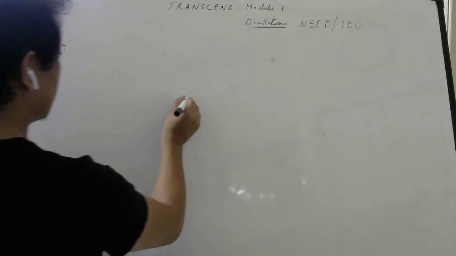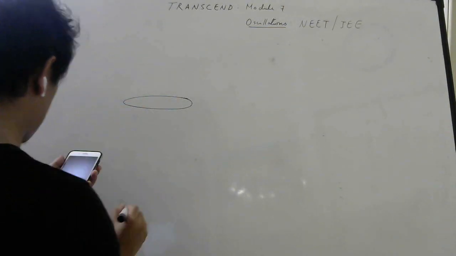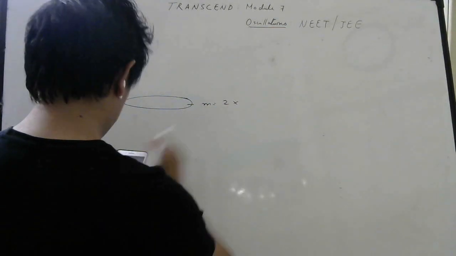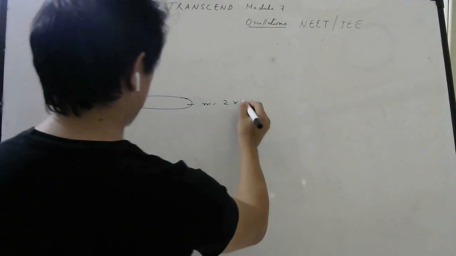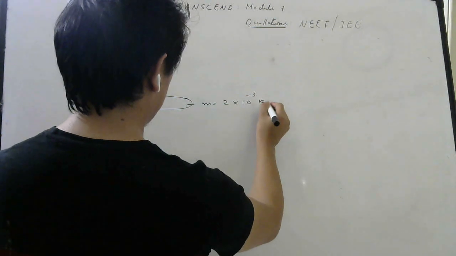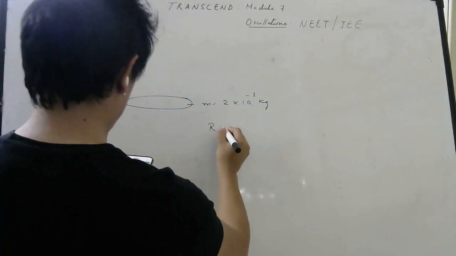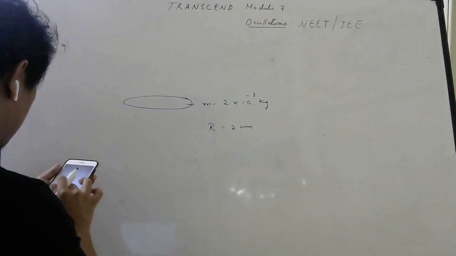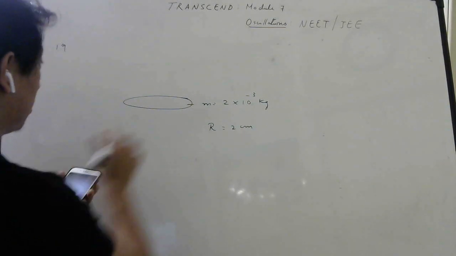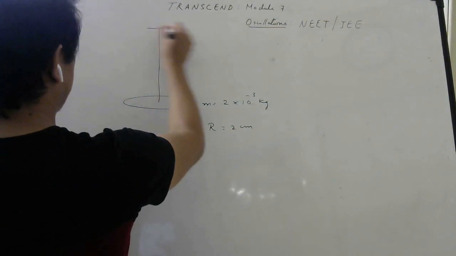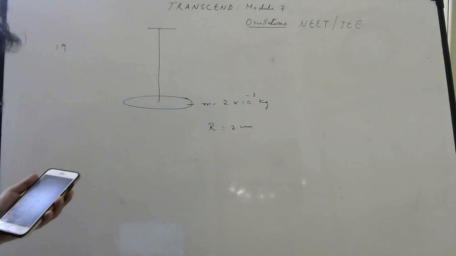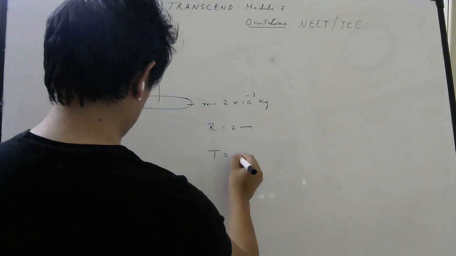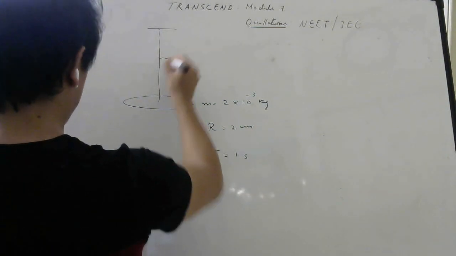So there is a disc, and the mass of the disc is given to be 2 into 10 power minus 3 kg, actually not 2 kg, and the radius of the disc is given as 2 centimeter. This is attached at its center to a long fiber. Okay, so this is a long fiber. The disc, when twisted and released, oscillates with a period of 1 second. They want you to find the torsion constant of the fiber.